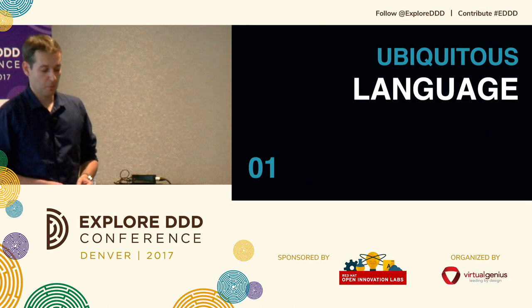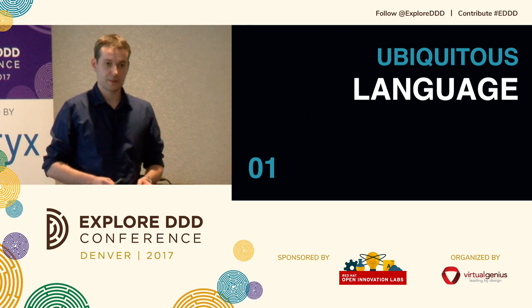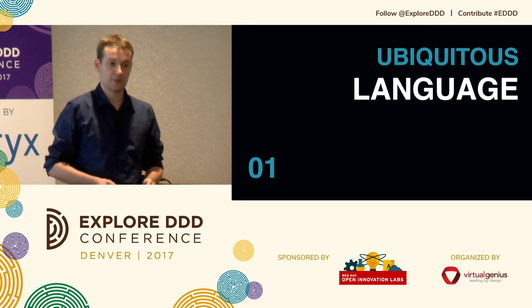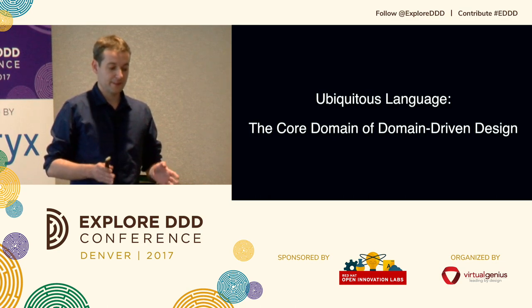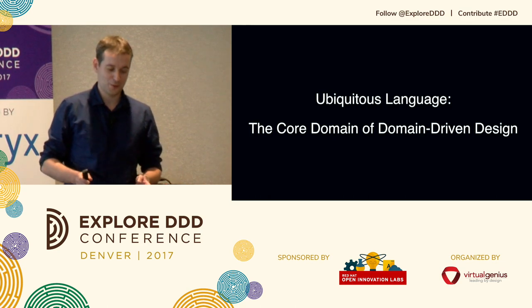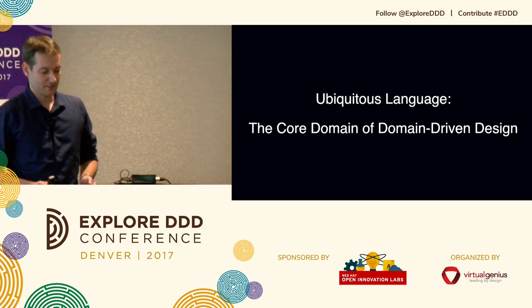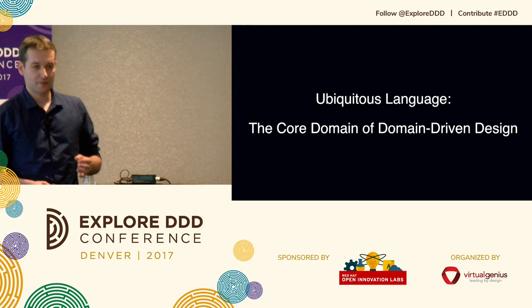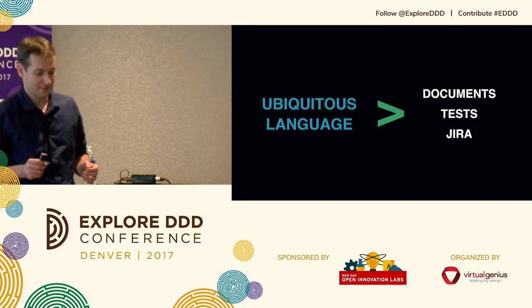First and foremost, the ubiquitous language. I believe that ubiquitous language is the most important part of domain-driven design. It's the core domain of DDD. The ability to speak the same language with domain experts proved to be indispensable for us. It turned out to be a much more effective way of sharing knowledge than documents, tests, and even Jira.